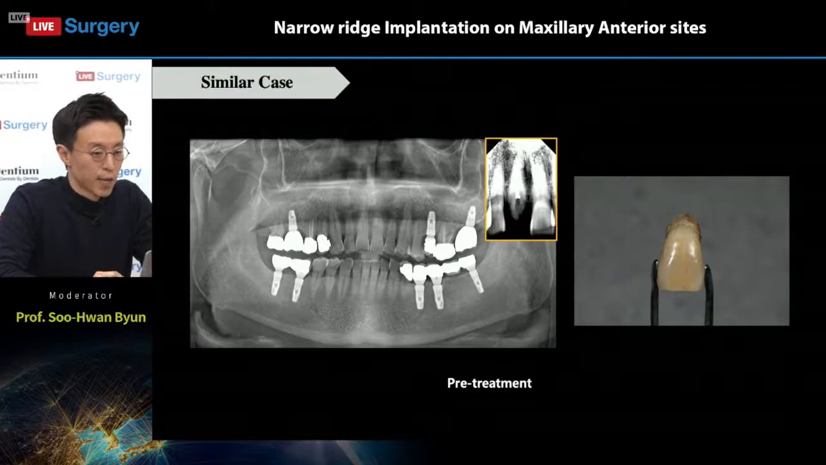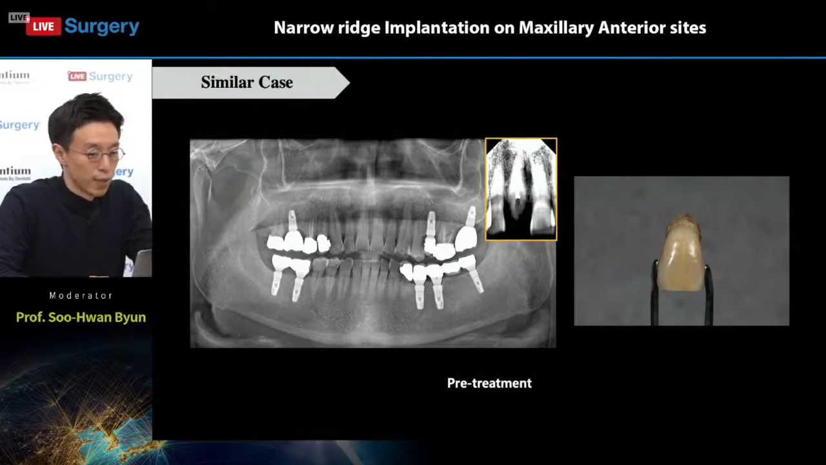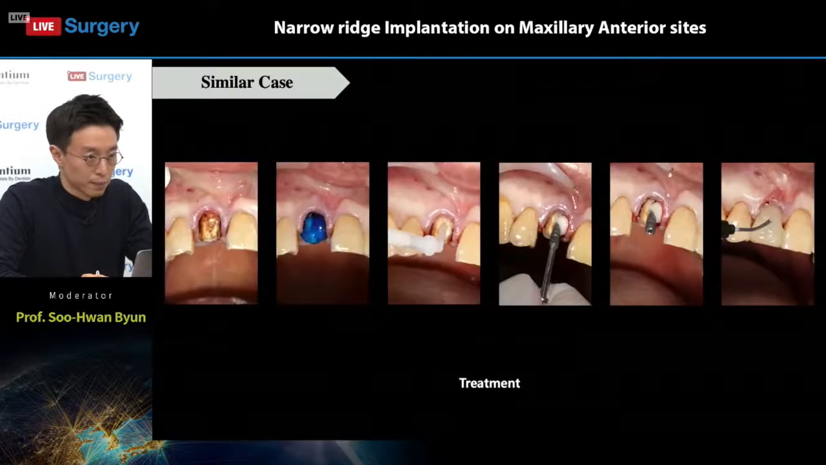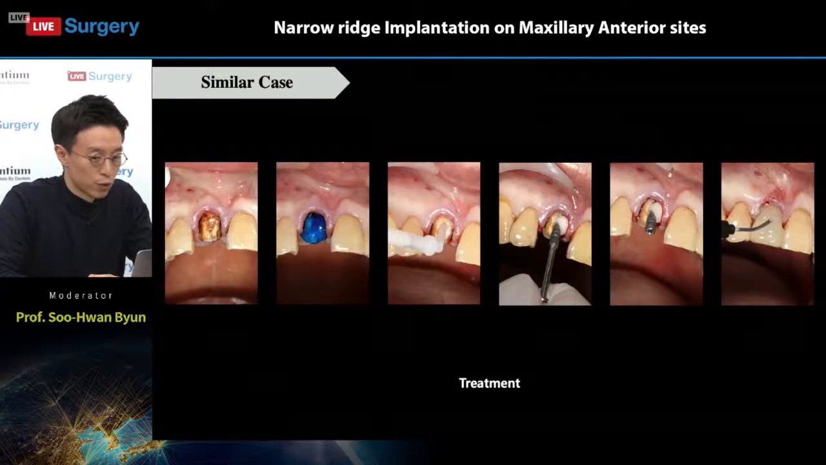Let's talk about a similar case using the bright root canal implant. This is the pre-treatment panoramic radiograph. The right upper incisor was fractured. The right photo is the fractured crown. The tooth could be restored by using the bright root canal implant.